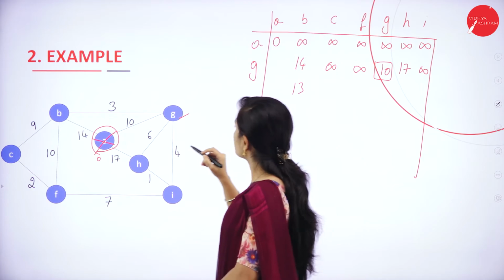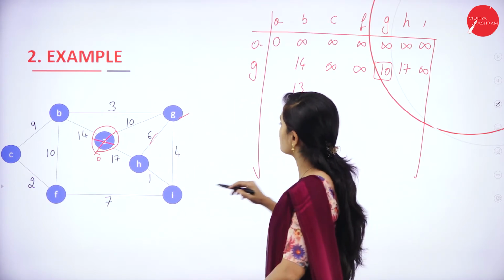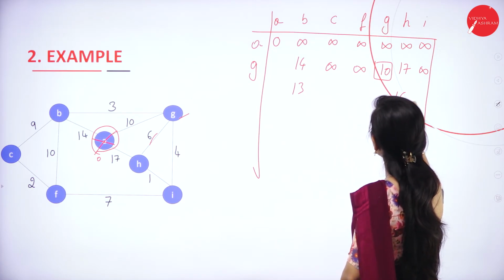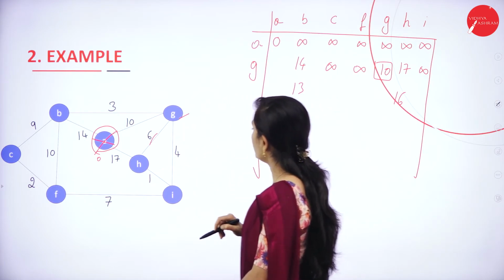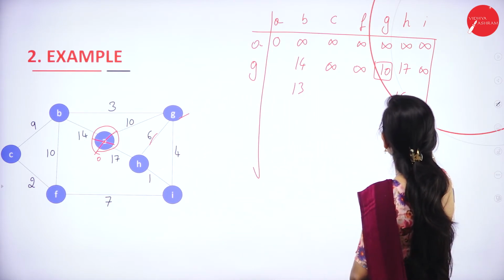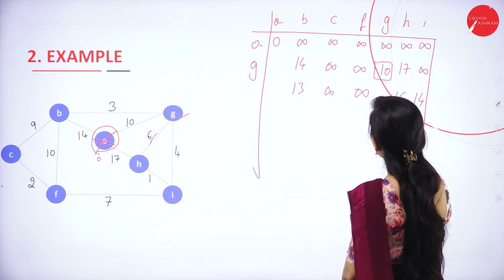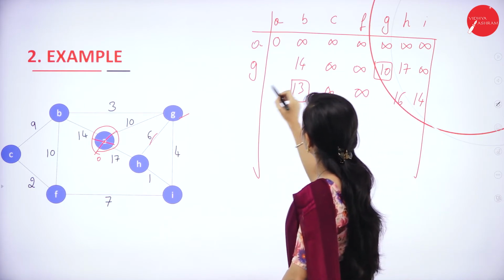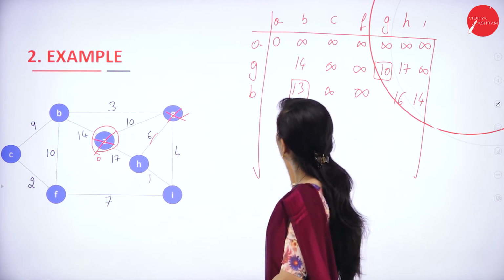And next, G is connected to H. G to H is 6. So 10 plus 6 is 16. 16 is lesser than 17. And G is connected to I. It is 4. So 10 plus 4 is 14. Now among these values, the least value is 13. It comes under vertex B. So now you can cancel this G also.